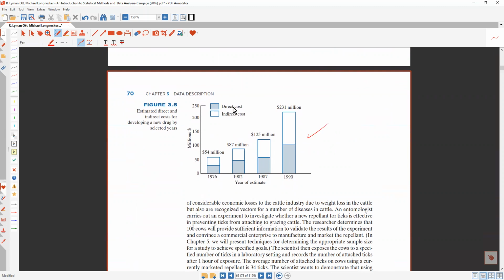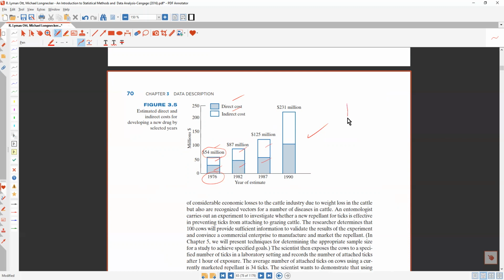That's interesting because it separates the direct costs and indirect costs for the given year. So there's the total amount of money, and then it separates that money into how much is indirect and how much is direct.